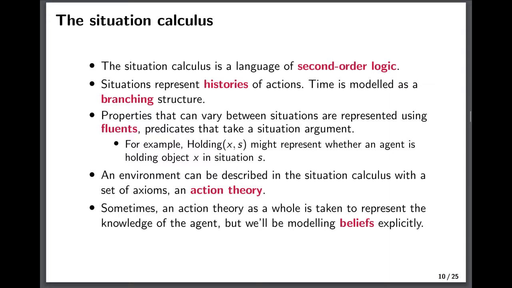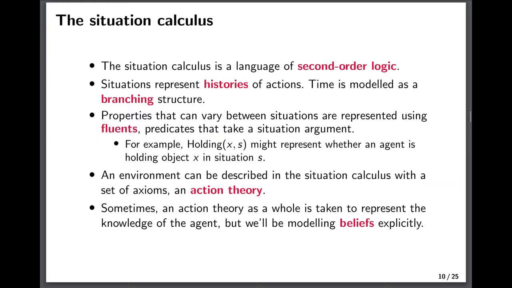The situation calculus is a second-order language. Situations represent histories of actions, organized into trees, where the edges correspond to actions. So from any situation, you can do various different actions which lead to different possible futures. Properties that can change from one situation to the next can be modeled using fluents, which are predicates that take a situation argument, that describe what's true in a situation. So, for example, you might have a fluent holding(x, s) saying that object x is held in situation s.